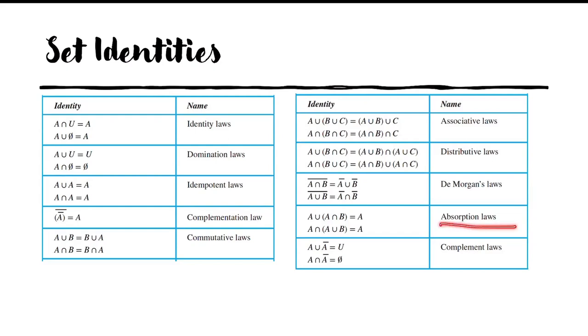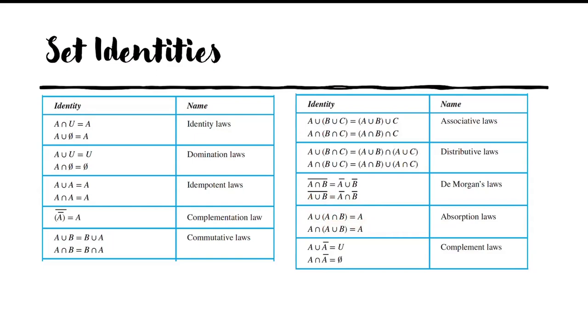Now here is the absorption rule. So if you have A union with A intersect B, you will get A back, right? Because A intersect B means the elements are both in A and in B. Now if you union with A, that means you are taking all the elements in both A and A intersect B. And you know every element in A intersect B is also in A, and you take the union with A, then you will get A back.